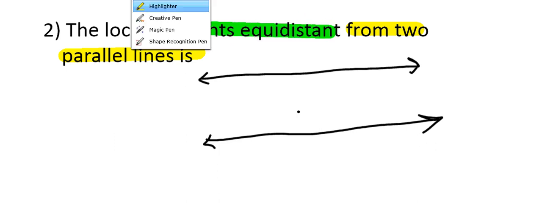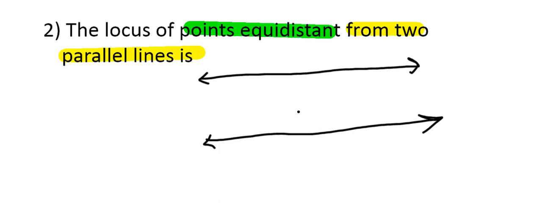So equidistant means same distance to one line as it is to the other. So I'm going to start by locating just one. That purple dot is the same distance to the top line as it is to the bottom line. This purple dot, same distance here as it is here. This purple dot, same distance up here as it is down there. And so on and so forth.